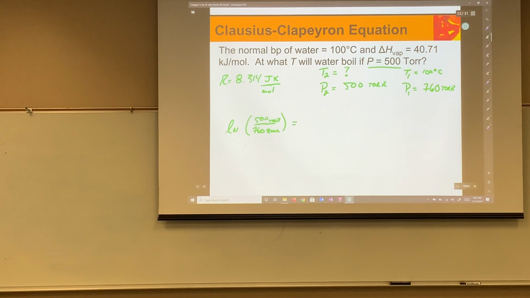All right. So natural log, we've got, let's see, 40.71 kilojoules per mole, right? Oh, that was an ln, not an "in." I don't know what "in" would mean. Oh, that's what you thought that was. Sorry, I should have been more explicit about that. Joules, Kelvin, mole. Then 1 over T2 minus 1 over 373.15.